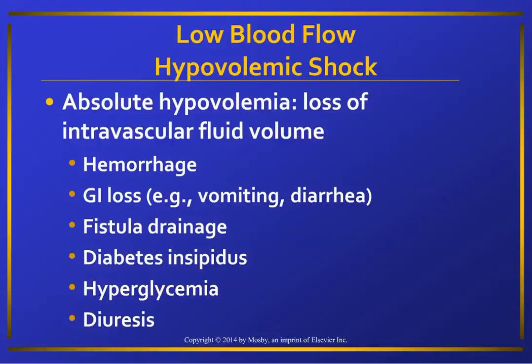In hypovolemic shock, there are 2 types. Absolute hypovolemia, which is a loss of the intravascular fluid volume caused by hemorrhage, GI loss, like vomiting and diarrhea, fistula, drainage, diabetes insipidus, hyperglycemia, and diuresis.